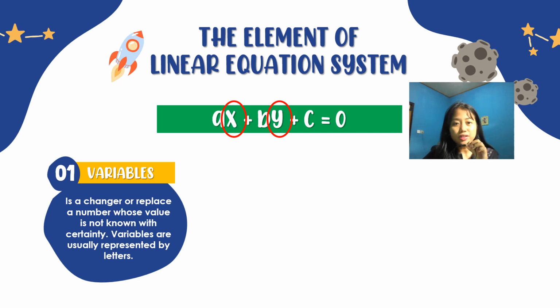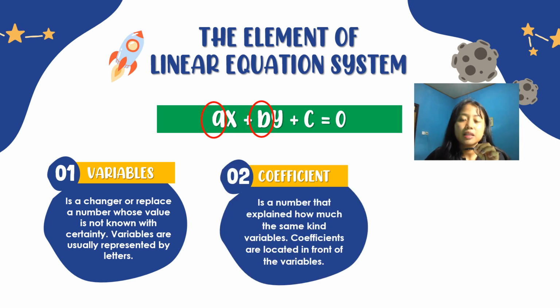If you are confused, variables are the letters shown in the red circle. You can see in the red circle, we can call that variables. The second element is the coefficient, where the red circle indicates. The coefficient is a number that explains how many of the same kind of variable there are, and the coefficient is located in front of the variable. So you can call the coefficient the partner of the variable.